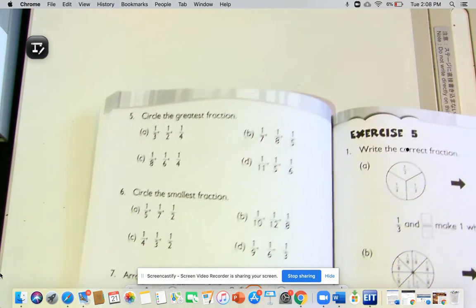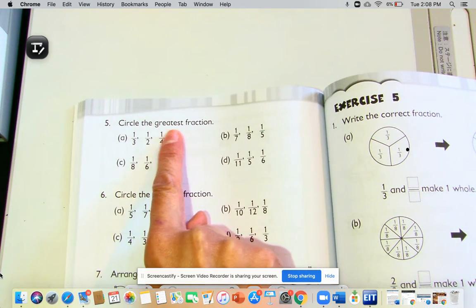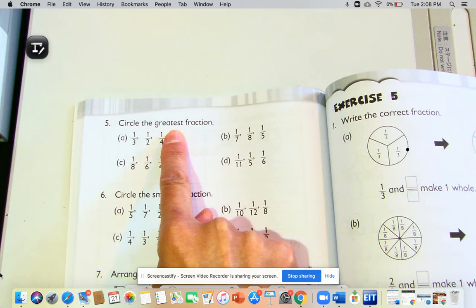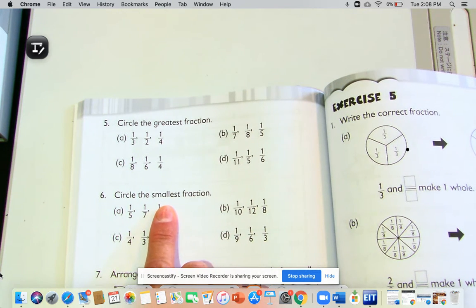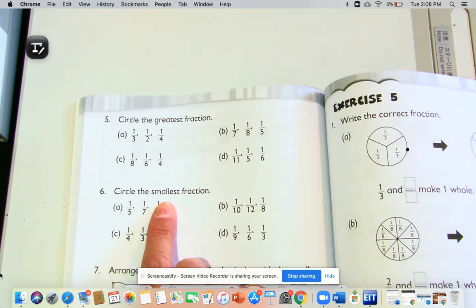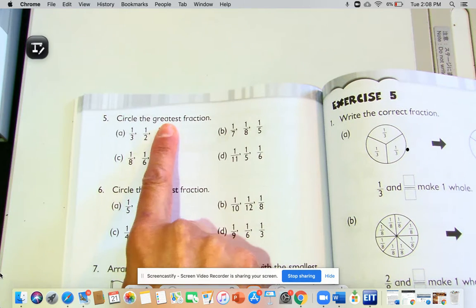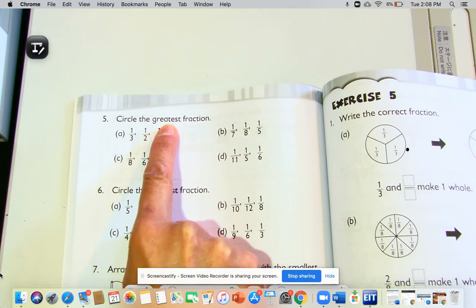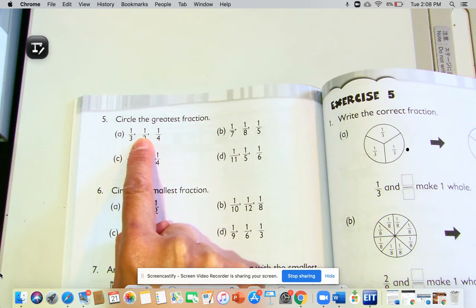And we have one more page. And again, please just try to pay attention to the directions because we're doing a couple different things here. This is circle the greatest fraction. That means the biggest. And this one says circle the smallest fraction. So it might help you to think about how we talked about how they're sort of opposites. So the greatest fraction is actually going to have the smaller denominator. So 1/2 is going to be the greatest.